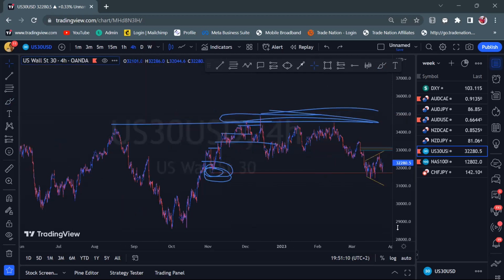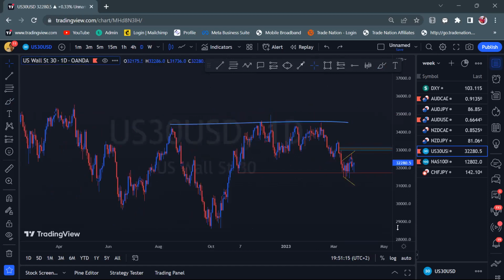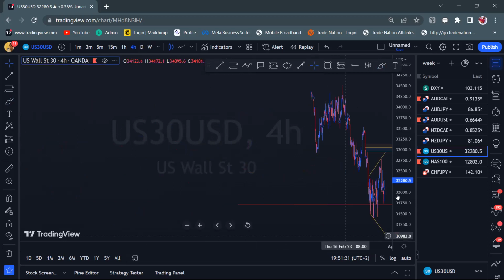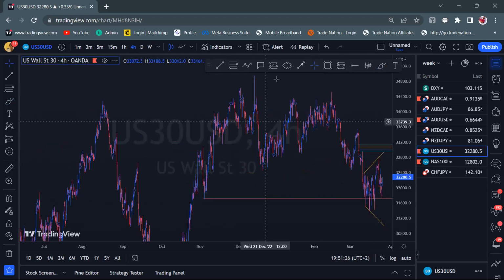Cool. Let me just remove all of this stuff here, so that we don't have a mess. Let's go back to the 4 hour. Cool. So we've got the low of the range, and the high of the range up there. Nonetheless, if we look at what's going on inside, we've got corrective structures moving up, and then we've got momentum moving to the downside.